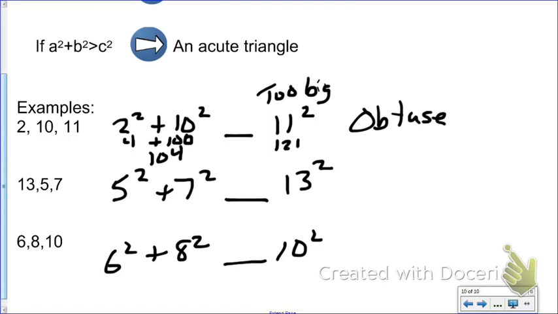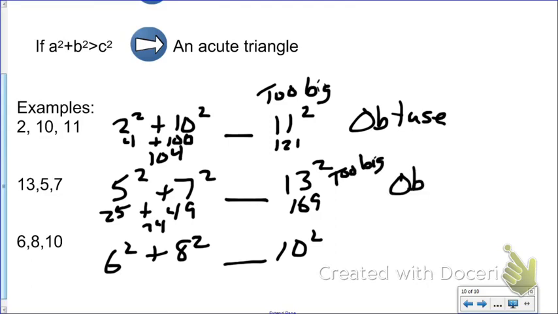Okay, the second one we have 25, and we've got 49. And on the right side, 13 times 13 is 169. So the left side, 25 plus 49, adds up to 74. And now we've got 74 on the left and 169 on the right. So again, the right side is too big, and so again, this one would be obtuse.